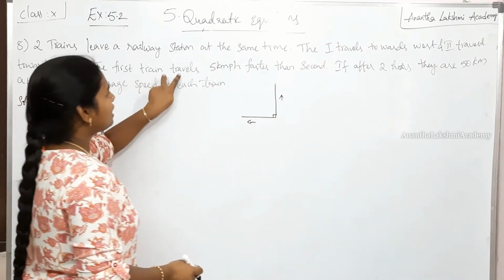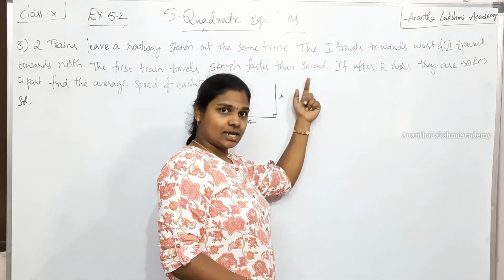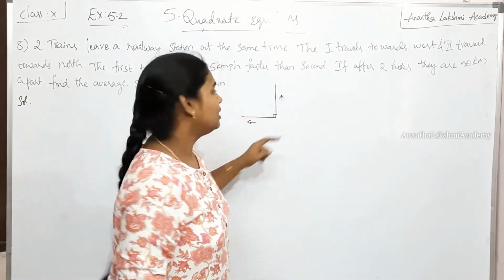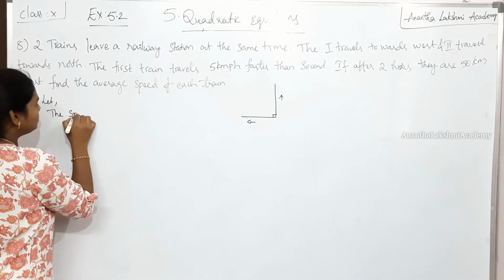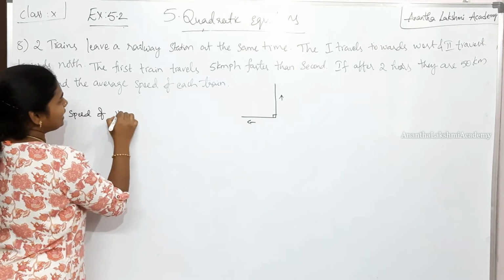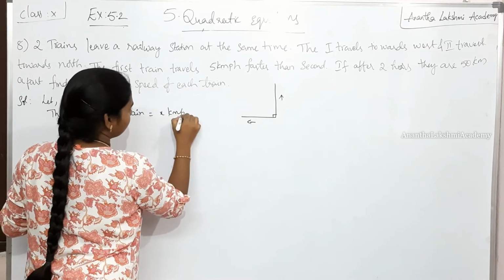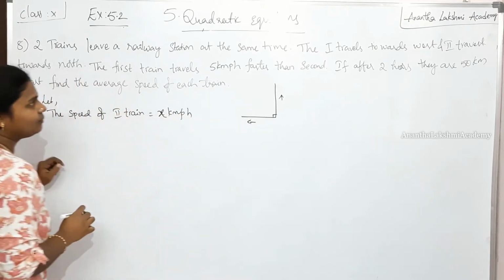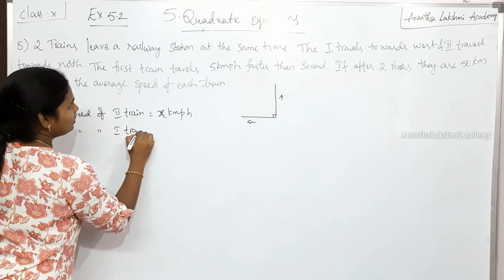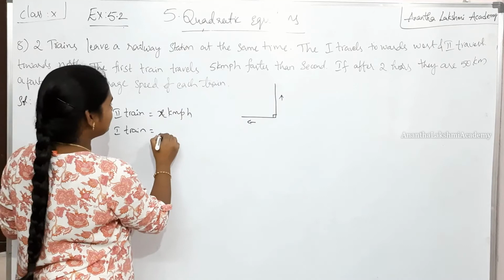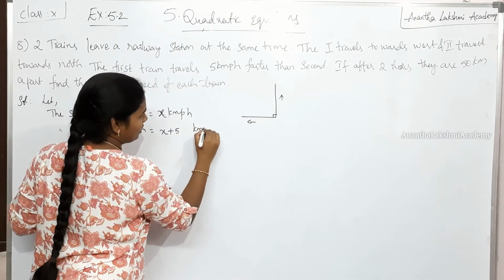The first train travels 5 kilometers per hour faster than the second. So what is not known to us is the speed of the second train. Let the speed of the second train be x kilometers per hour. Then what happens to the speed of the first train? The first train is 5 kilometers per hour faster than the second, so it is going to be x plus 5 kilometers per hour.